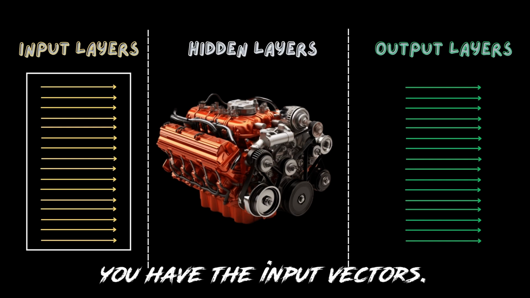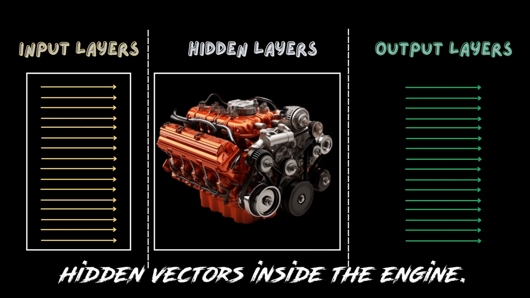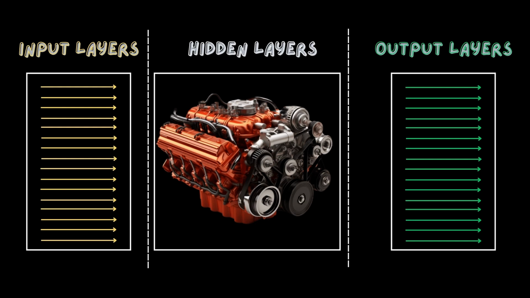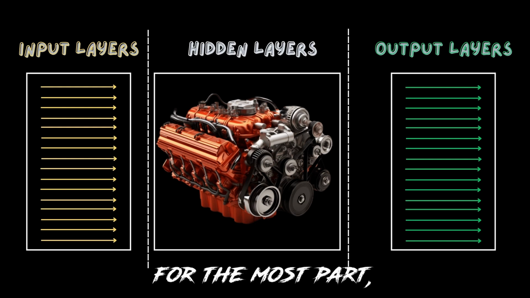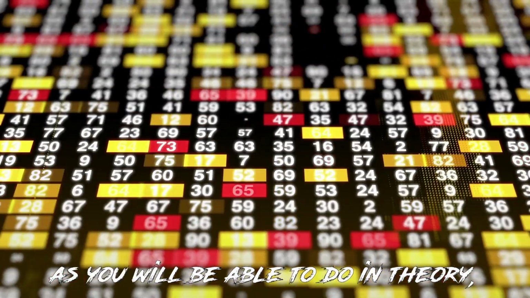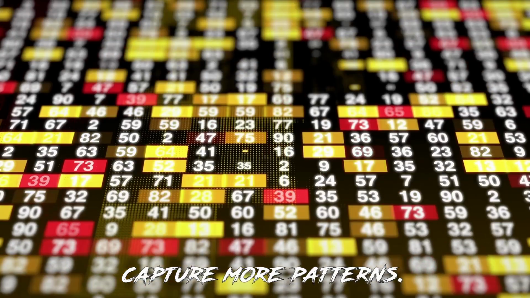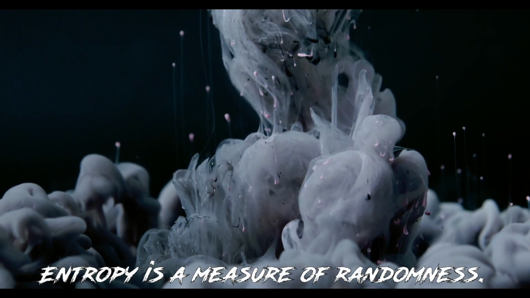1. You have the input vectors. 2. Hidden vectors inside the engine. 3. Output vectors outside the engine. For the most part, the more hidden layers, the better, as you will be able to, in theory, capture more patterns. Cross entropy. Entropy is a measure of randomness.